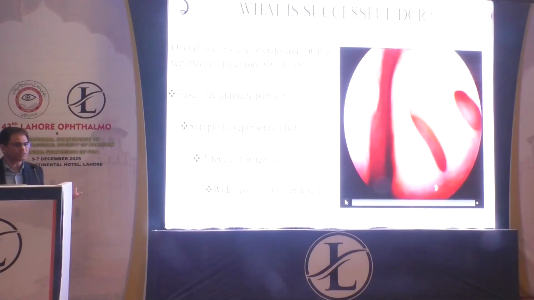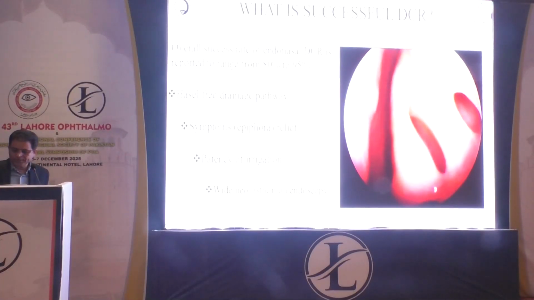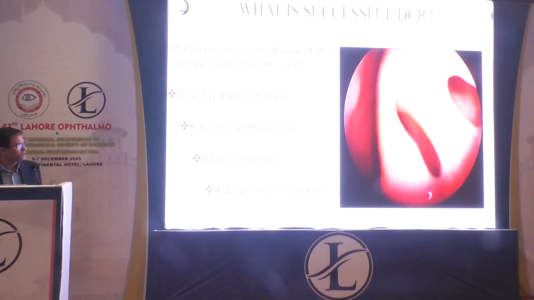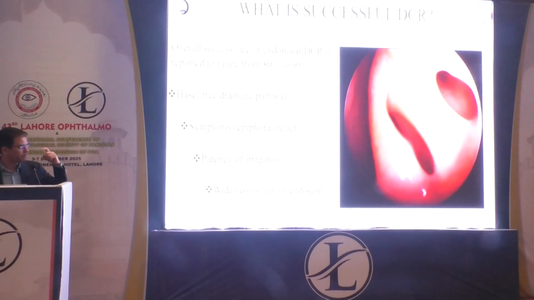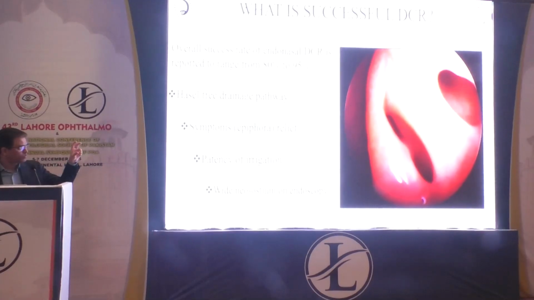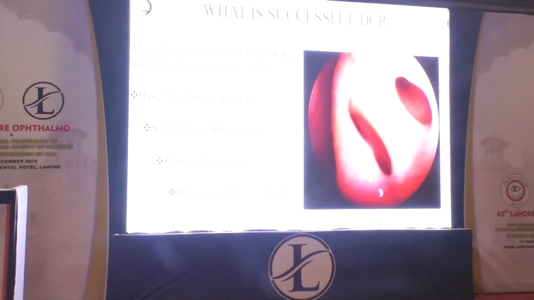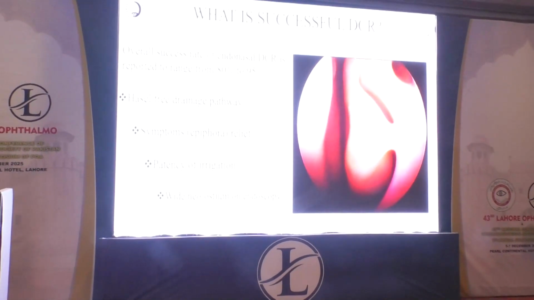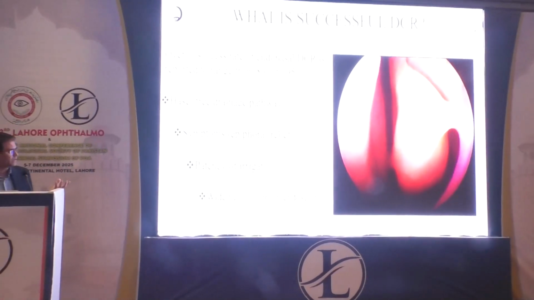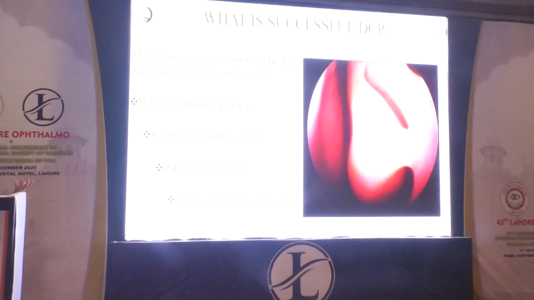What is a successful DCR? If you put an endoscope in the nose, you see a widened neo-ostium, and when you press the medial canthus, the remnant portion of the sac is visible. There is hassle-free drainage, the patient is free of symptoms, and there is a wide ostium on the nasal endoscope. This is a successful DCR.